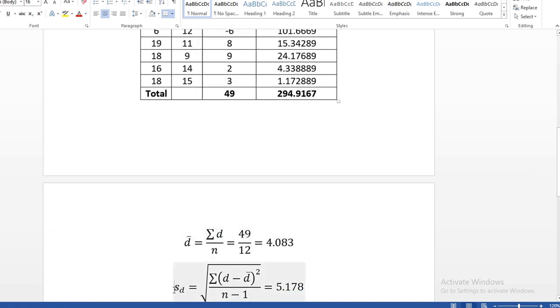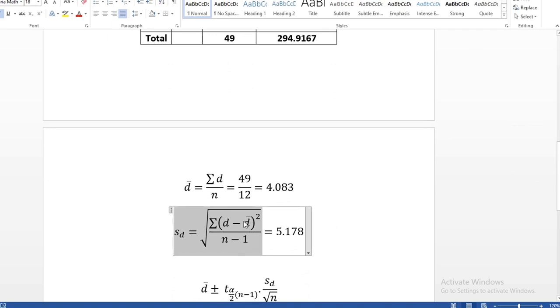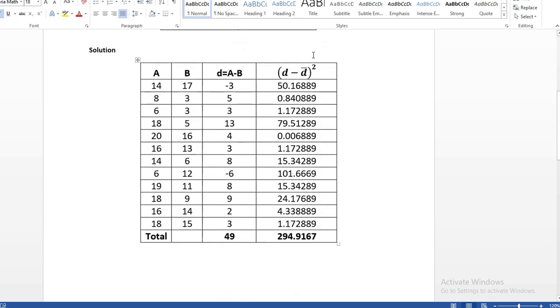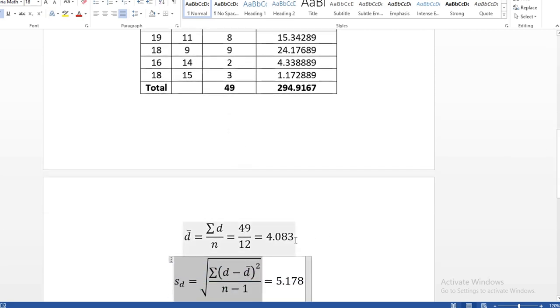What is SD? The standard deviation for the difference. This is the formula for the standard deviation of the differences. Remember the simple formula: summation x minus x bar whole squared divided by n minus 1. You just have to replace x by d. This will give us the formula. So placing these values and calculating d minus d bar, where d bar is 4.08.